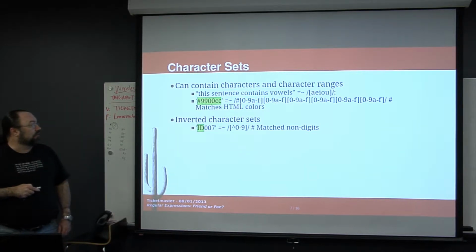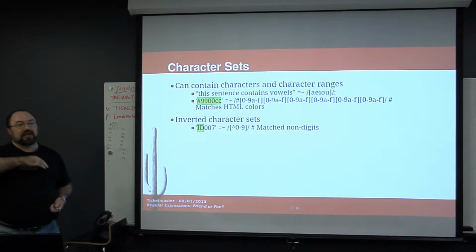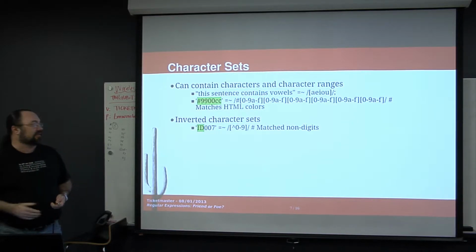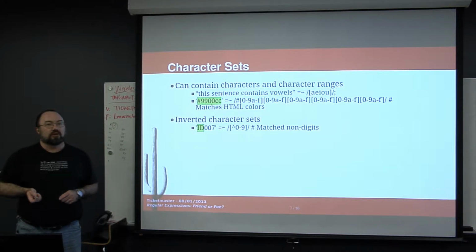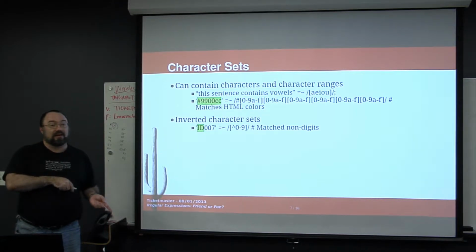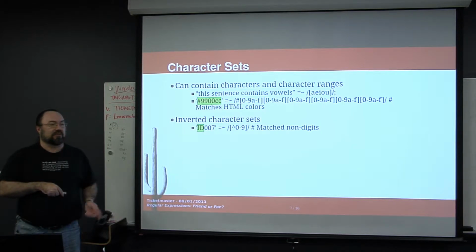Then you can also invert character sets. If you put the caret at the beginning, it has to be the first character inside of that character set. It means match anything that's not in this character set. That's why in this case it matches ID, because 007 falls within this character set. So if it's easier to try to match what is not in the character set, you can just invert the character set.